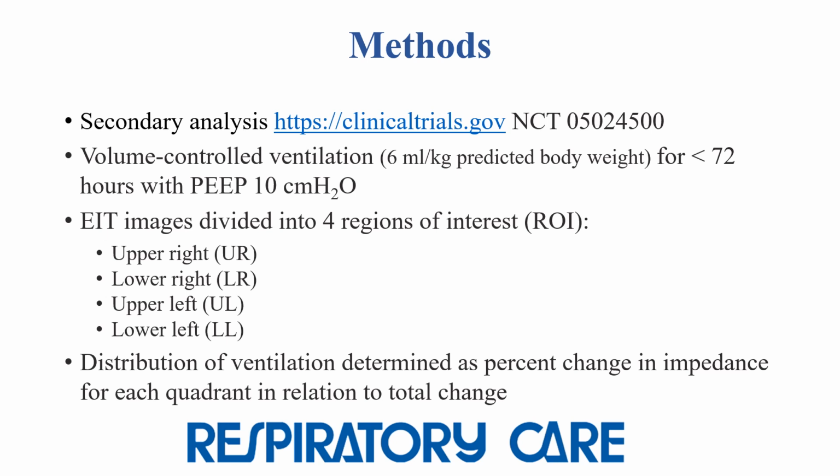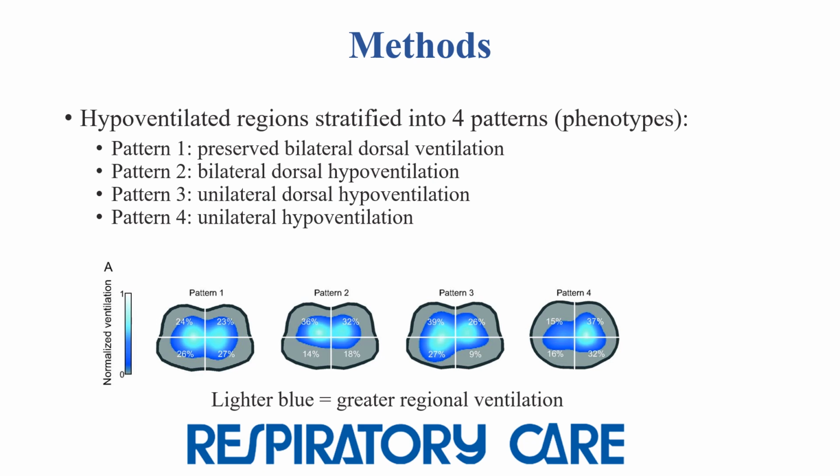The EIT images were divided into 4 regions of interest that included both the upper and lower left and right. The distribution of ventilation was determined as a percentage of change in impedance for each quadrant relative to the total change. The distribution of hypoventilated lung regions was stratified into 4 patterns or phenotypes, including preserved bilateral dorsal ventilation, bilateral dorsal hypoventilation, unilateral dorsal hypoventilation, or unilateral hypoventilation.